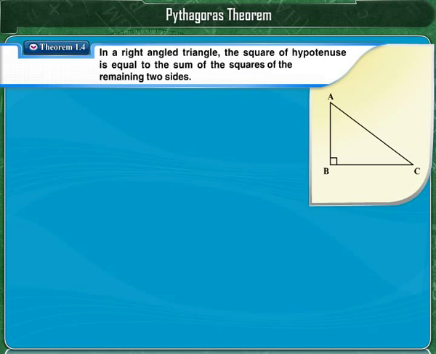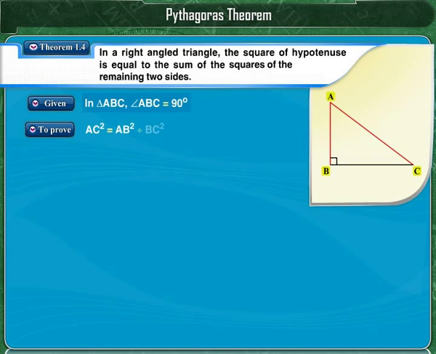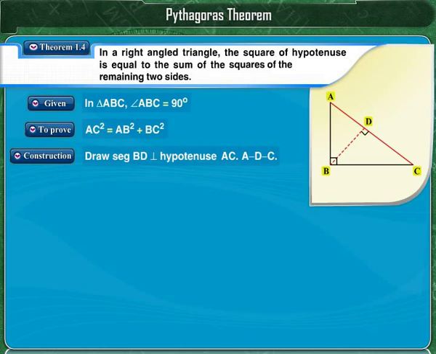To prove the theorem, we will use the property of similarity of right-angled triangles. It is given in triangle ABC, angle ABC is equal to 90 degrees. We have to prove that AC squared is equal to AB squared plus BC squared. Let us draw segment BD perpendicular to hypotenuse AC, such that point D lies between points A and C.